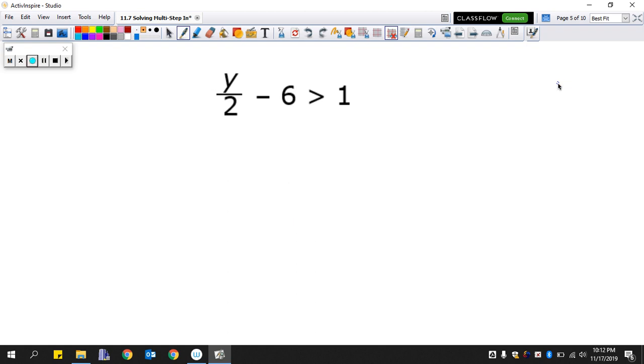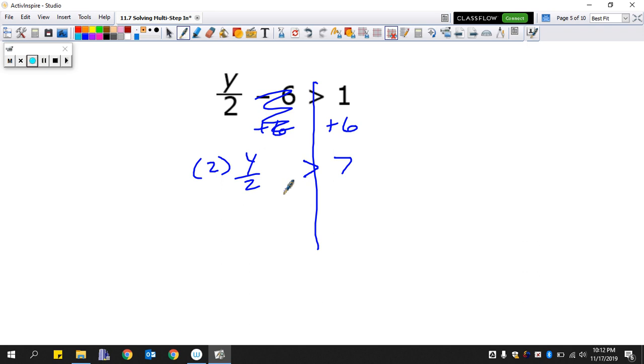All right. So in this one we have subtraction and division. Okay. So undo the subtraction first by adding 6. All right, so that cancels out. We're left with y divided by 2 is greater than 7. So we're going to multiply, the opposite of division is multiplication. So multiply both sides by 2. The 2's are positive, so this stays the same. So y is greater than 14.